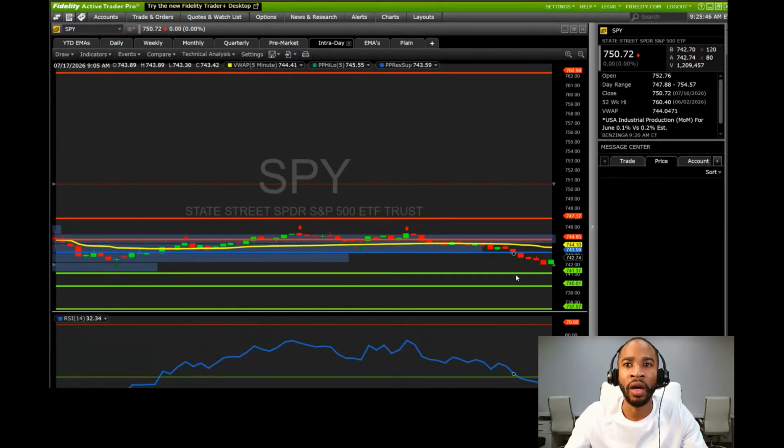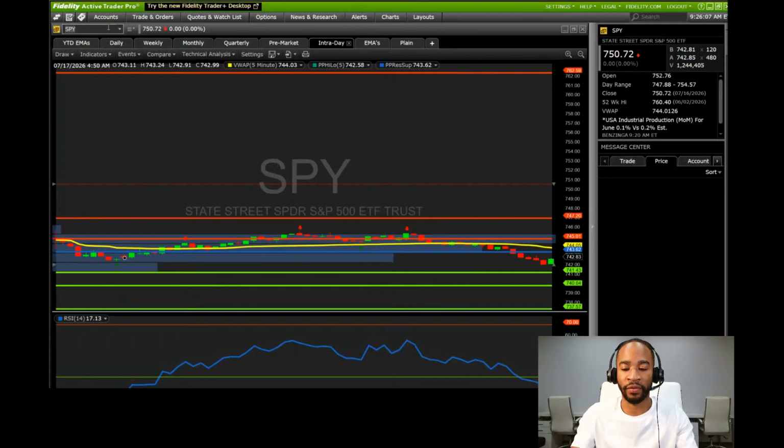It's updated now. All right, so we have a key support level for SPY priced at $741.41. Our pivot point is priced at $743.62. And our first level of resistance for SPY is priced at $745. We'll need to get back above VWAP. VWAP is priced at $744.05 for SPY.